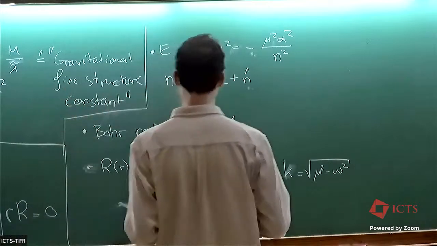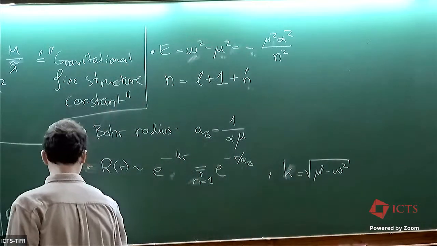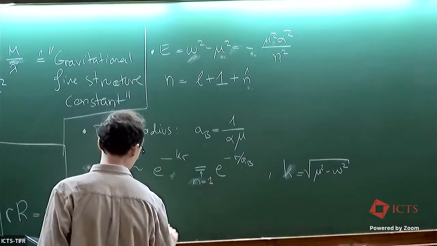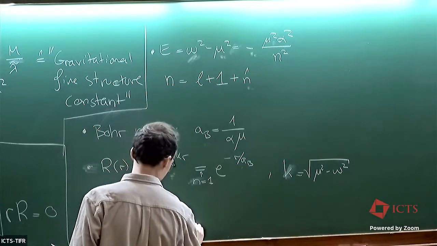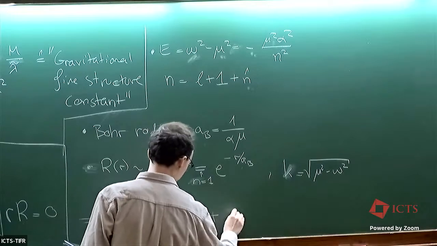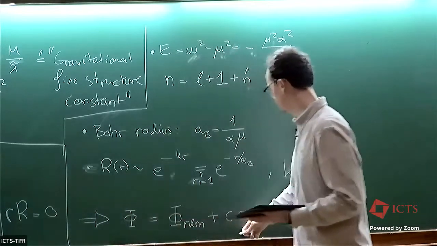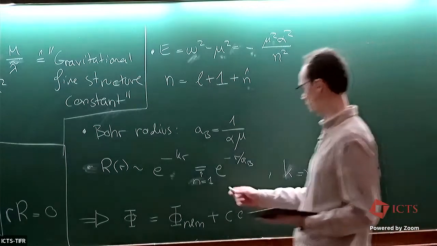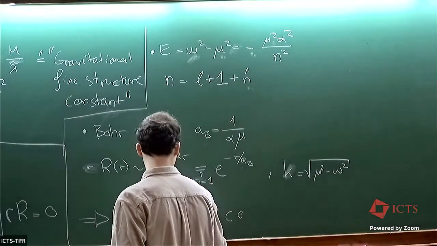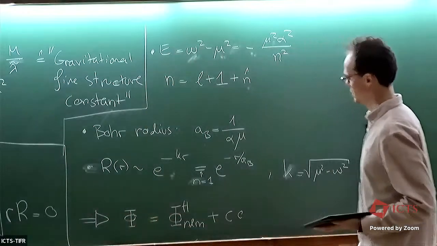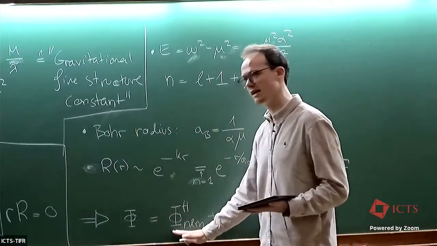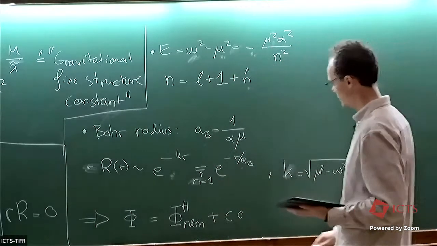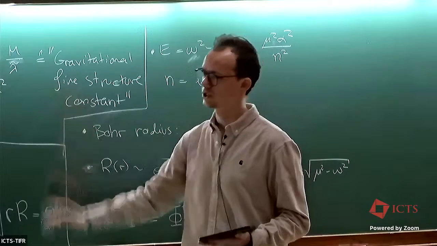So basically what this implies is that our solution, capital phi, is really the solution to the hydrogen atom plus the complex conjugate. Okay, so here, maybe I should call this H. So this is just the solution of the hydrogen atom indexed by the usual indices plus the complex conjugate, because phi is actually a real scalar field.